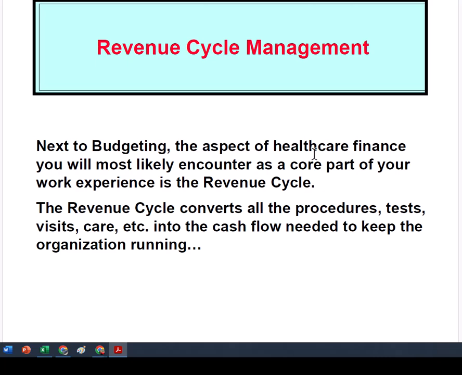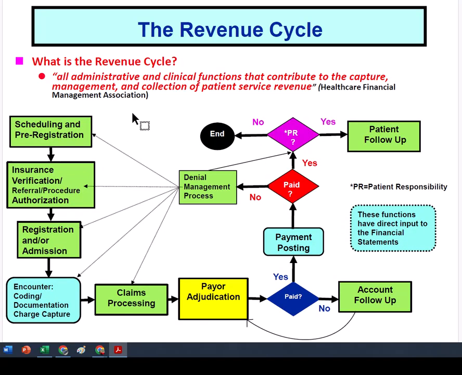Okay, let's talk about the revenue cycle. So, I 100% guarantee that all of you will have to interact with the budget process at some point, and I'm sure a lot of you will have to interact with the revenue cycle process at some point because it touches everything. So, what is the revenue cycle?